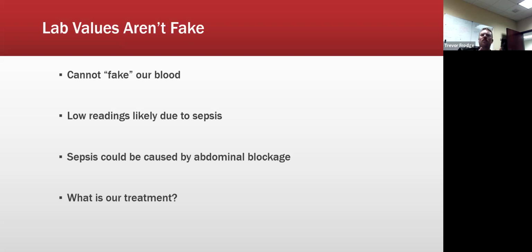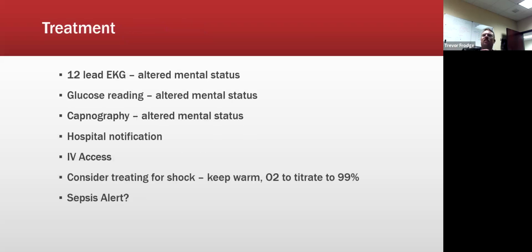So if it's a sick patient, what's our treatment? Well, hopefully you're talking about a 12-lead EKG. Again, rule out cardiac because she's an elderly female, but also because she has an altered mental status, so she can't tell us what's going on. We have to do investigative work to find it out. So we'll get that 12-lead. Again, we get a glucose reading because she's altered. We get CAPNO because she's an altered patient. That's how we got that.